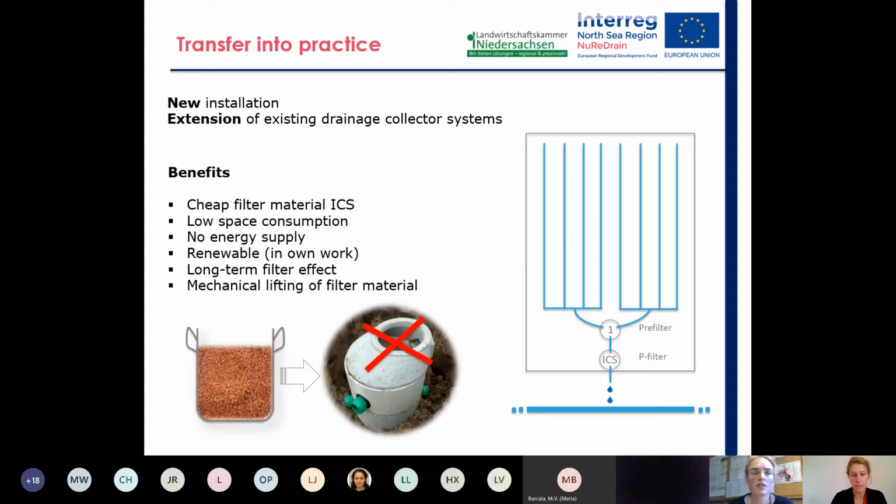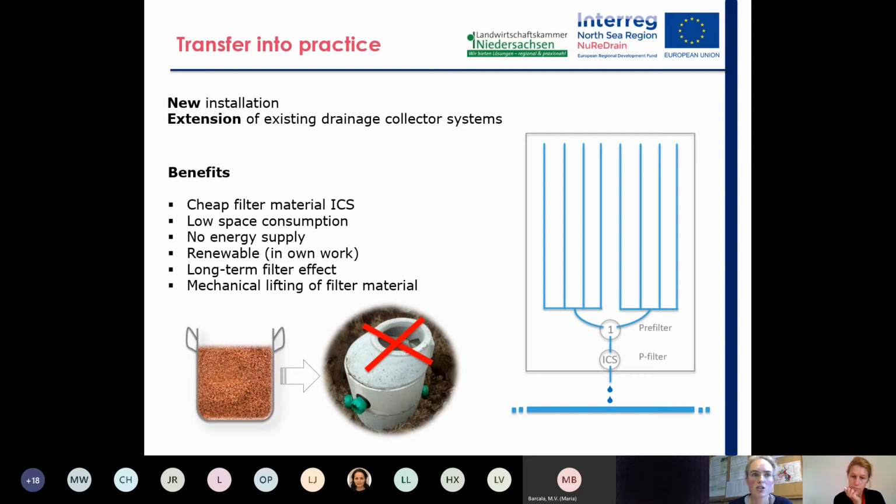So if we would like to transfer our setup into practice, it could be built in as a new installation or as an extension of existing collector drainage systems. A collector drainage system has several single drainage tiles, which are combined in a collector shaft and then normally discharged into the receiving surface water. If we take this collector shaft as a pre-filter to prevent clogging, we just need to install a second shaft filled with the ICS material, which then acts as a P-filter, and then the water is discharged.